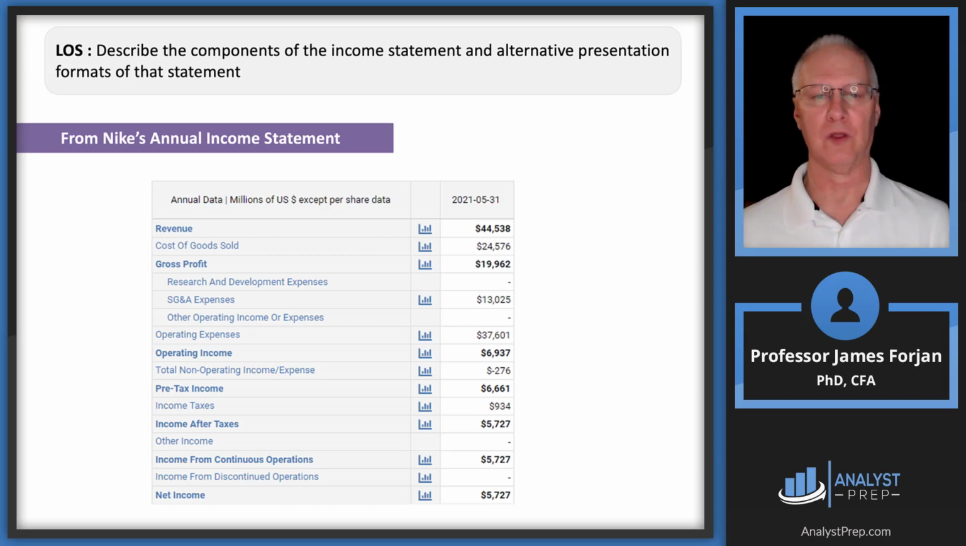We can also call this EBIT, earnings before interest and taxes. Then we have some non-operating income or expenses, and this could be a whole bunch of different things. And we'll talk a little bit more specifically as we move through this slide deck and future slide decks. So there's pre-tax income of, and I'm not even going to say that number because look, there's a 6 and a 6 and a 6.